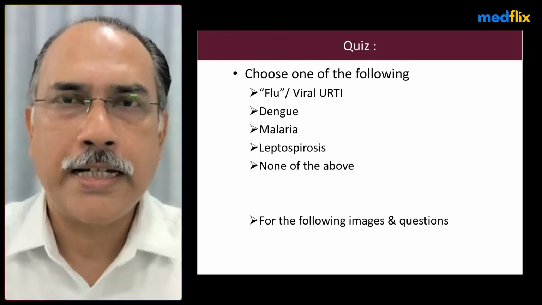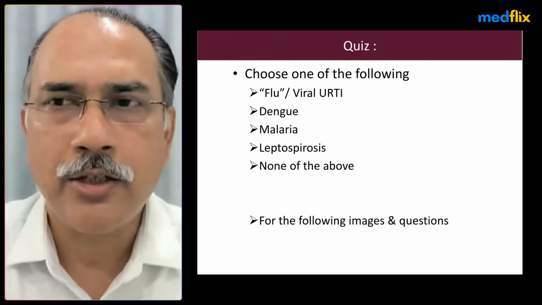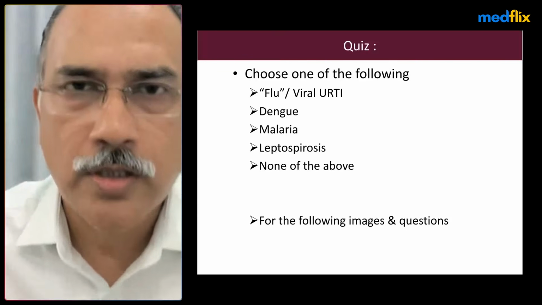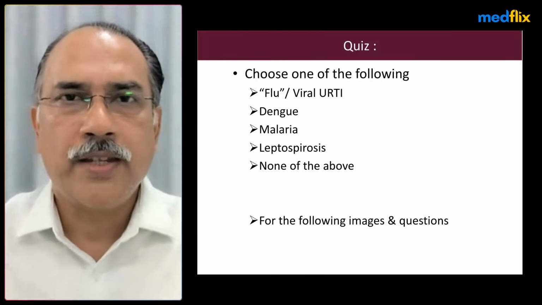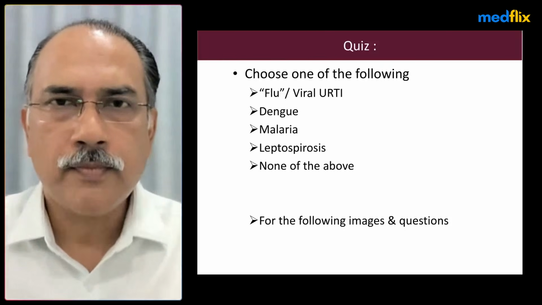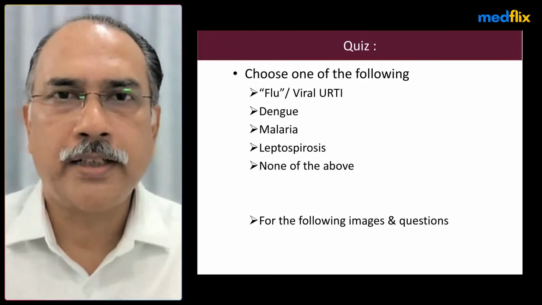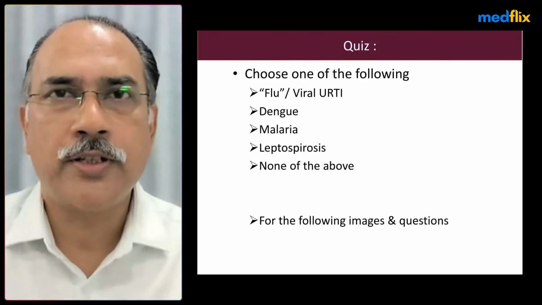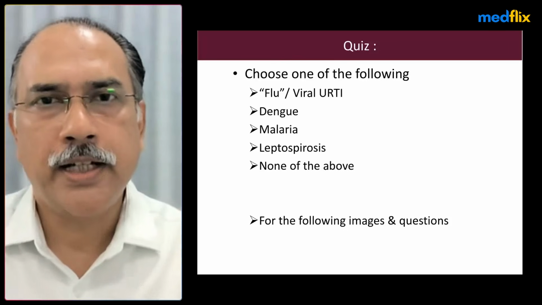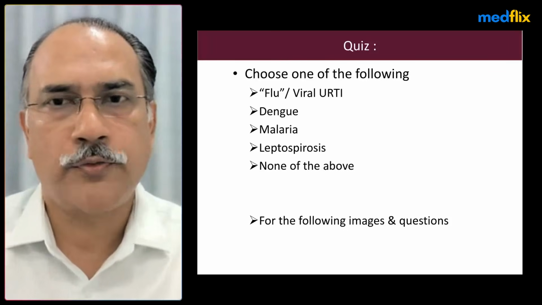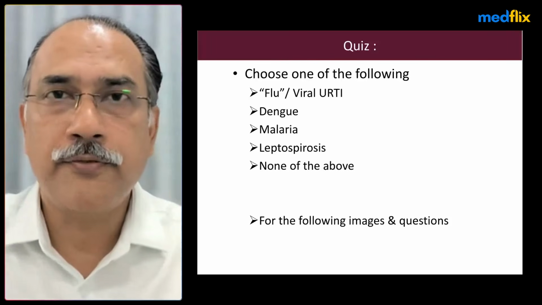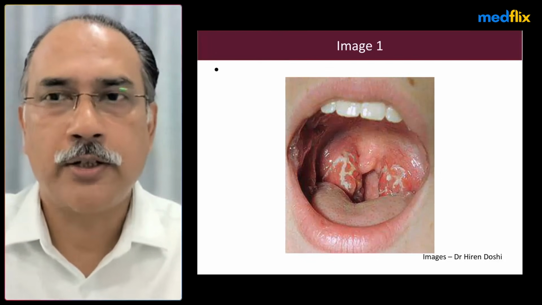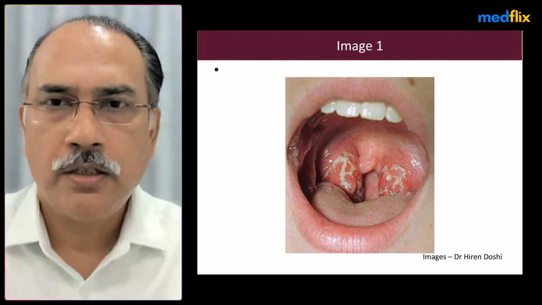The next few slides, there are images, and I would like you to write in the comment box the diagnosis that you think are more likely. So it could be from either a flu or a viral URTI. It could be an image of a child with dengue, malaria, leptospirosis, or none of the above. And if you feel it doesn't fit into any one of them, feel free to write your own diagnosis.